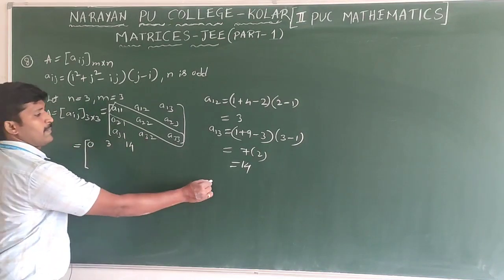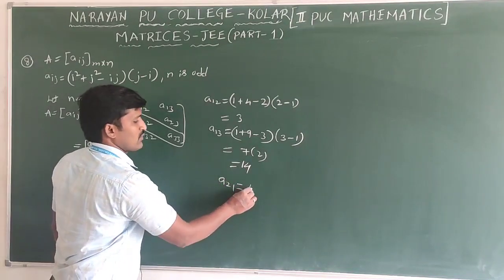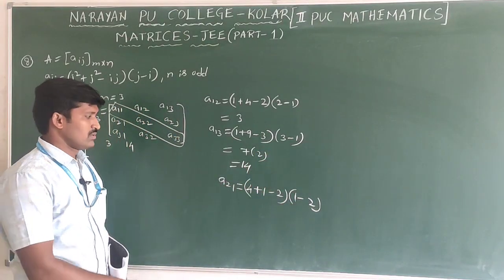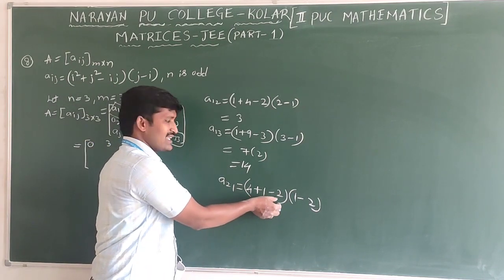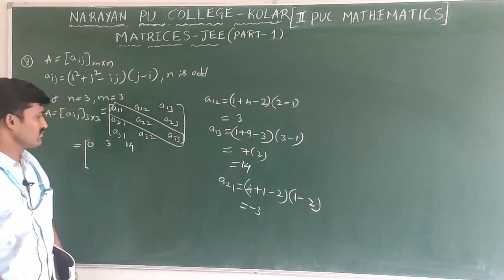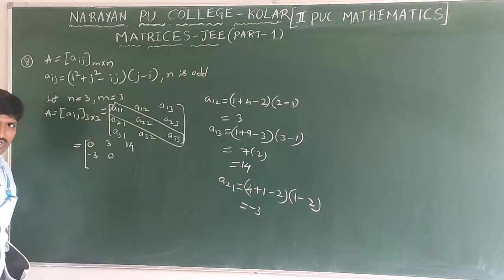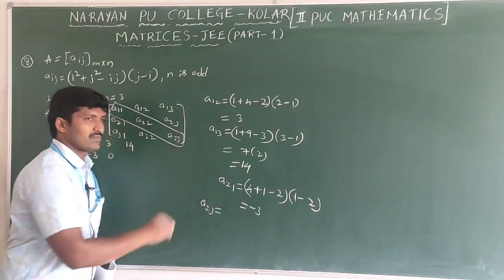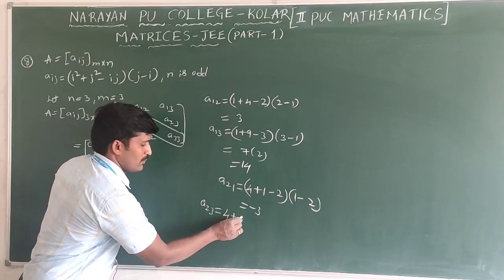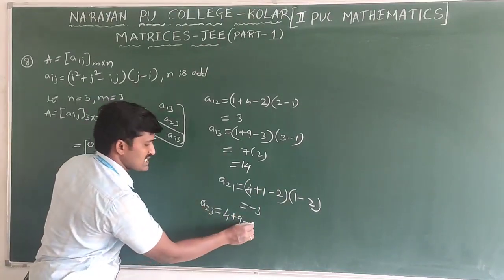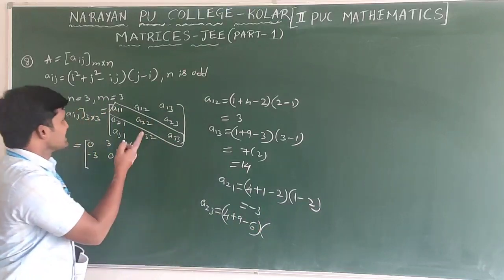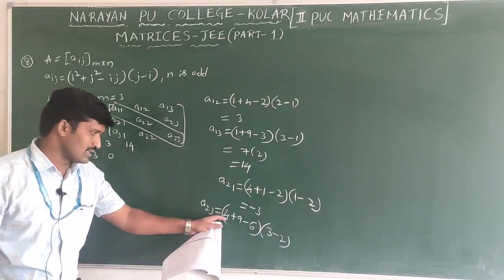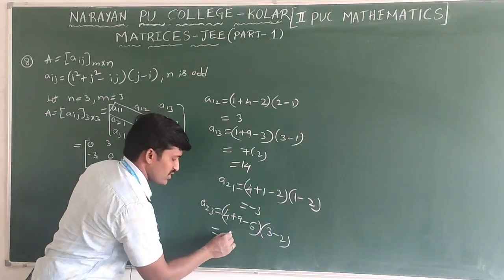Next, A21. A21 means 2 square, 4, plus 1, minus 2 into 1 minus 2. 4 plus 1, 5, minus 2 is 3. 3 into minus 1 is minus 3. Here A22 is clearly 0. Next, find this element, A23. 2 square, 4, plus 9, minus i into j, 2 threes are 6, into j minus i, 3 minus 2. 4 plus 9 is 13, 13 minus 6 is 7. 7 into 1 is 7.